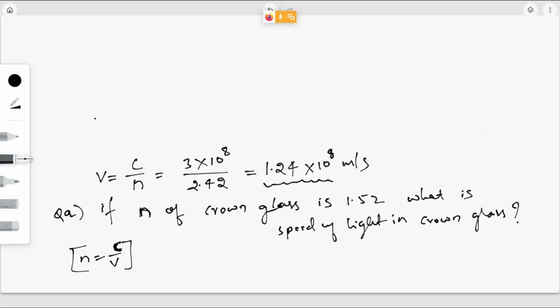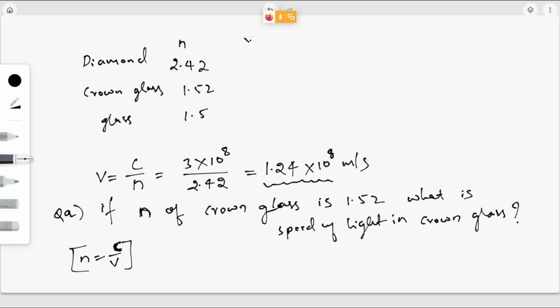See here, if you just compare these three questions, what was the refractive index of diamond, and we had crown glass, and there was some glass. So just let me write glass here. Here the refractive index is 2.42, here 1.52 and here it is 1.5.